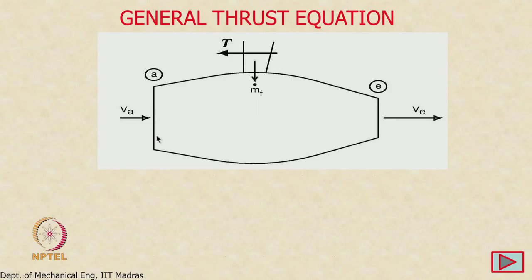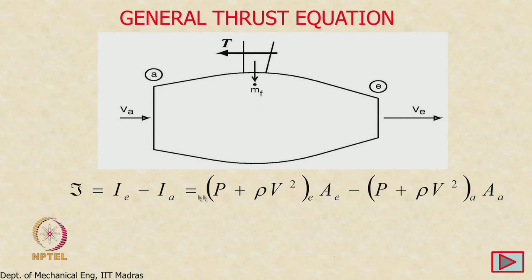If you apply the impulse function between these two states, I can calculate the thrust, it is not a problem. So, thrust is equal to impulse function at the exit minus impulse function at the inlet. If I substitute for this, I get the following. Impulse function is nothing but P plus rho V square times A. So, this is the impulse function at the inlet, this is the impulse function at the exit.